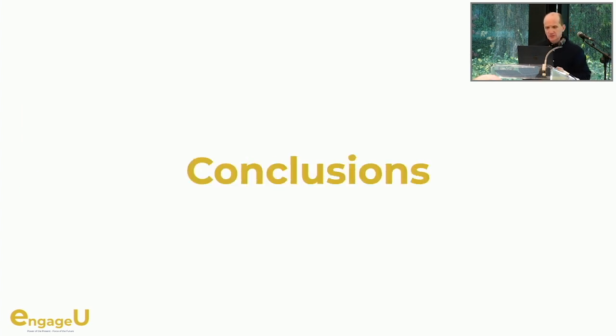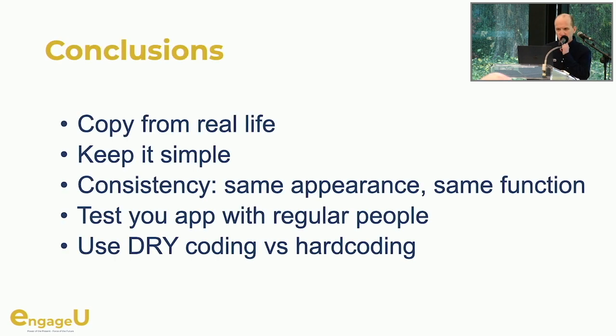So, some of my conclusions after this session is that whenever you are preparing a navigation system, copy from real life. Real life is great because we all know how it works. We don't have to explain anything additional. So don't reinvent the wheel and try to copy or imitate real life in your FileMaker navigation system. Obviously, keep it simple. Consistency, same appearance, same functions.